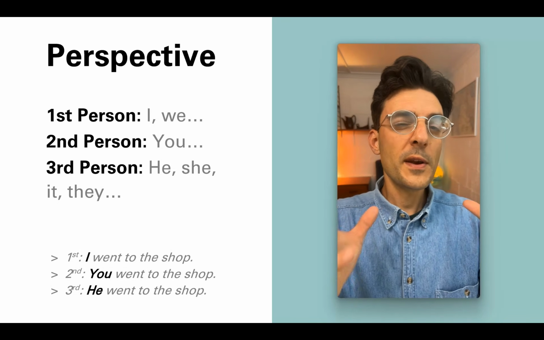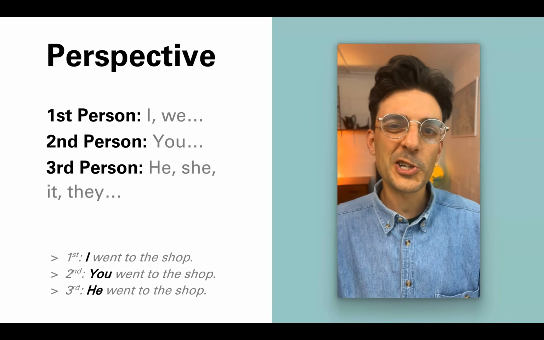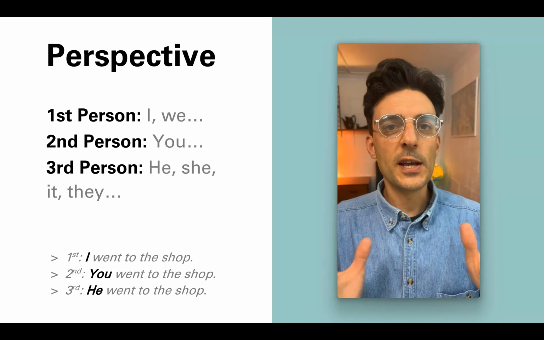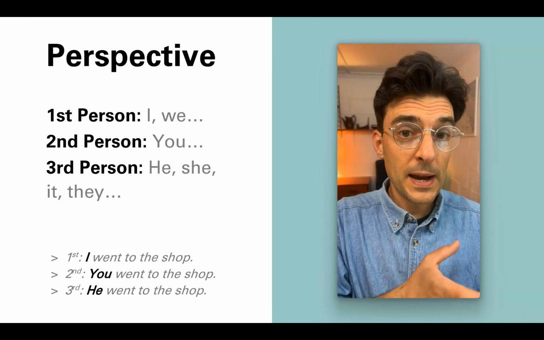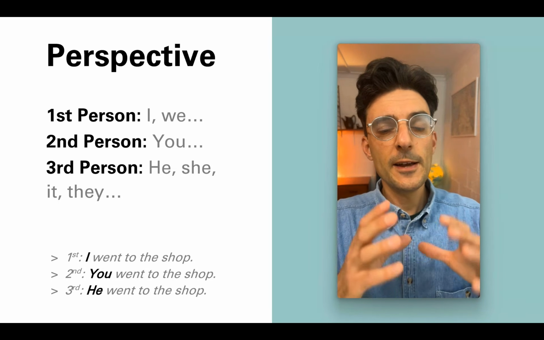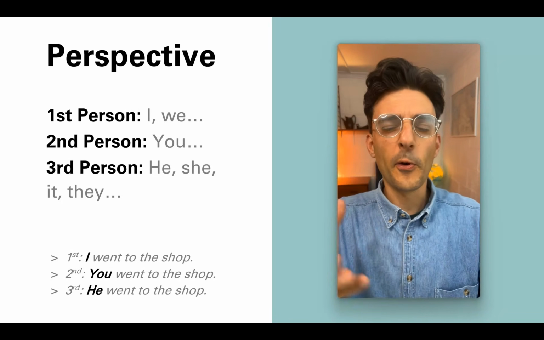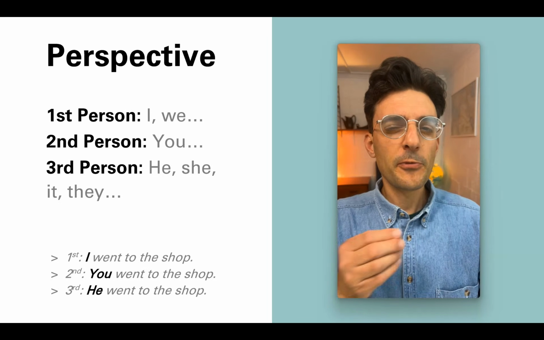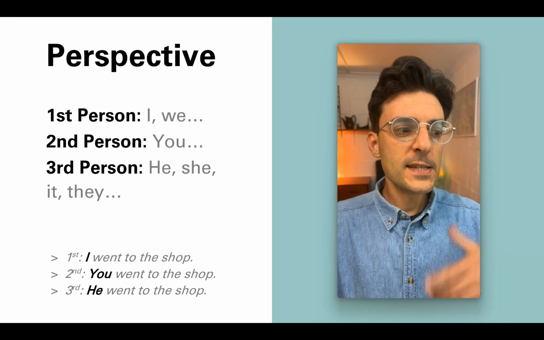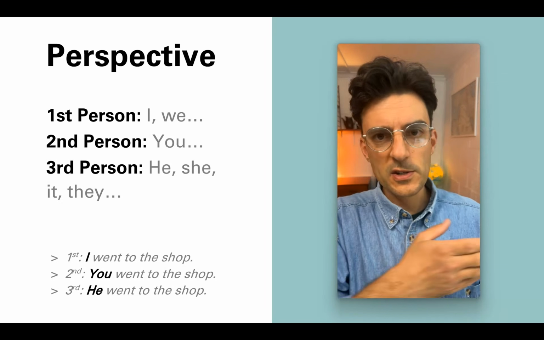So the first one is perspective. Now, perspective kind of relates a little bit more to structure, but it's still a language feature in and of itself. What I want you to think about when you're thinking about perspective is essentially if there is a narrative involved, i.e. a story in either a poem or a piece of prose, then who is telling that story and from what perspective? Is it first person perspective, i.e. I went to the shop?